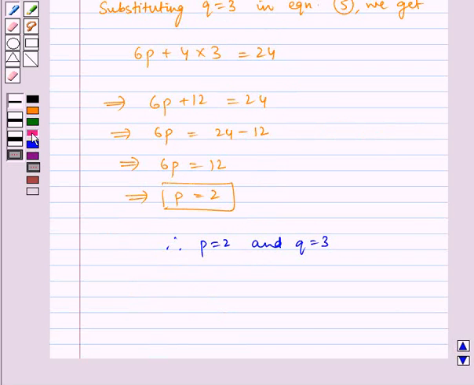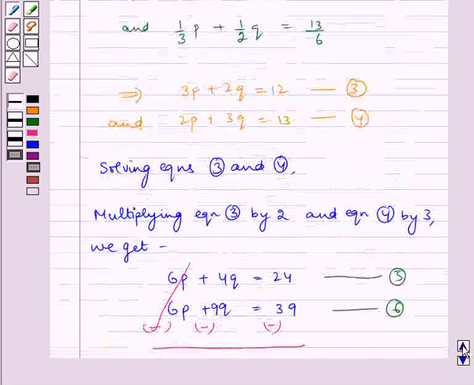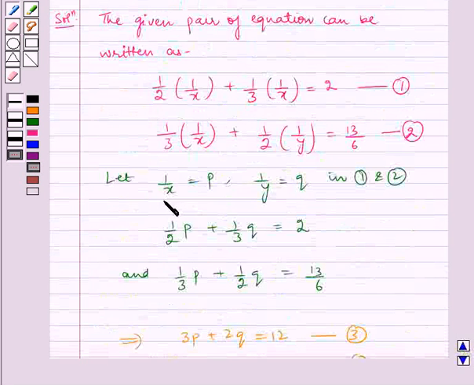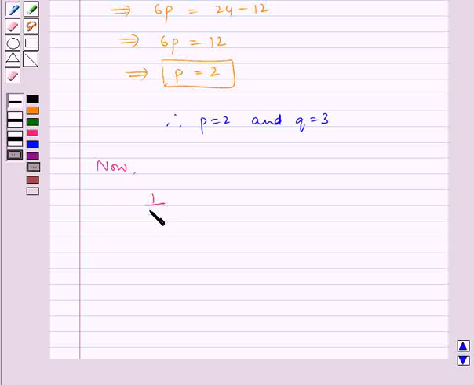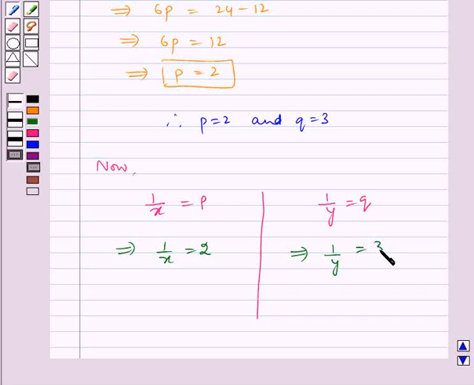Now, we have assumed earlier 1/x is equal to p and 1/y is equal to q. So now finding the values of x and y, we get 1/x is equal to p and 1/y is equal to q, which implies 1/x is equal to 2 and this implies 1 by y is equal to 3, which implies x is equal to 1 by 2 and this implies y is equal to 1 by 3.